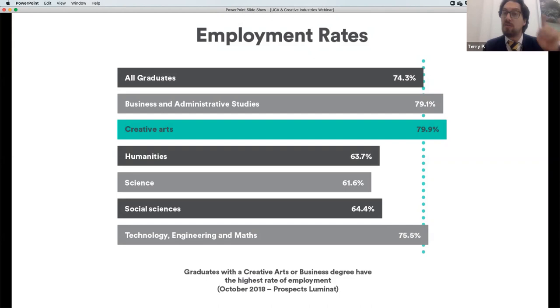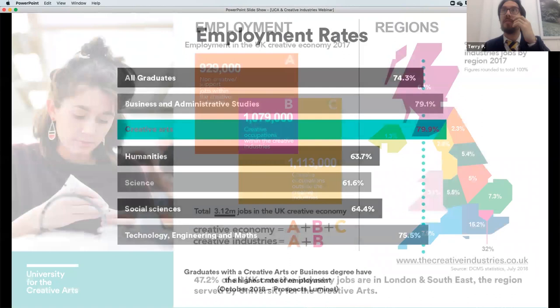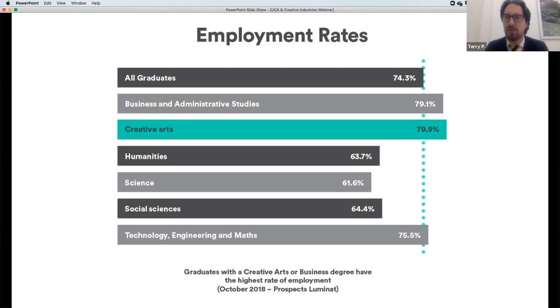So nationally, that's 80%. But we as a university sit at 97%. So while the general UK creative education sits at 80%, which is still the highest in the country, we sit at 97% as an institution. And it maybe tells you something about why we are number one in all those league tables.